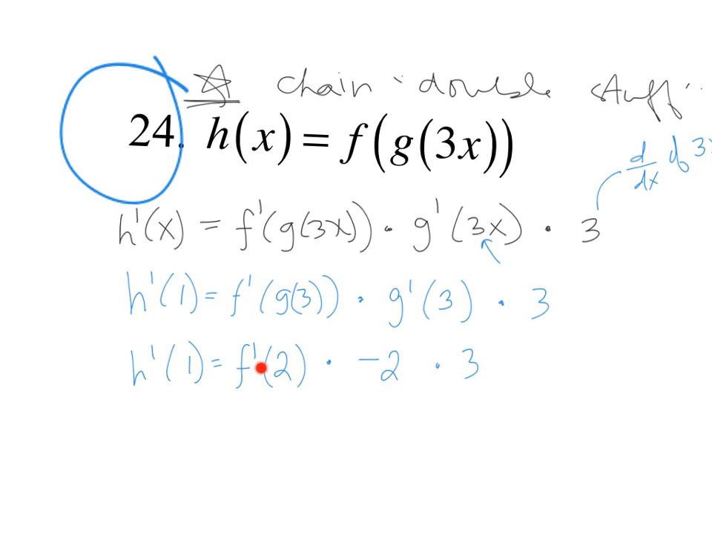And f prime of 2, we already did it in the last question, but you could do it again. F prime of 2 is negative 1. So we've got negative 1 times negative 2 times 3 to give us 6 for h prime of 1.